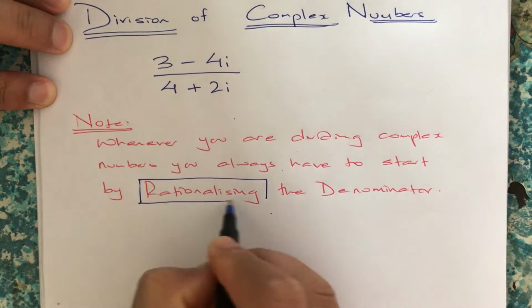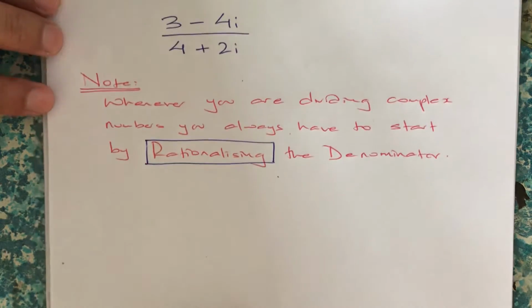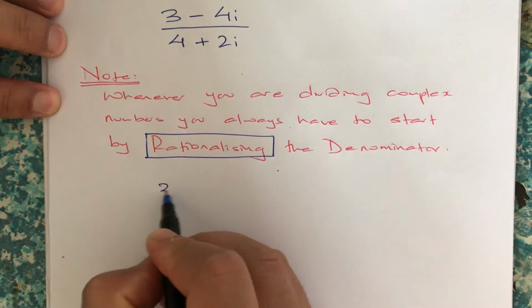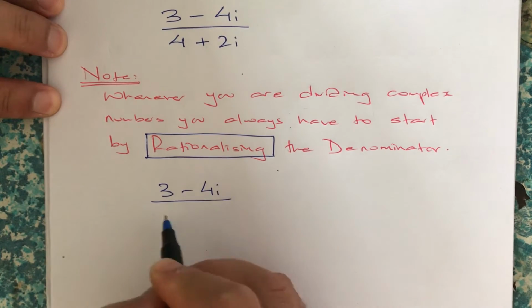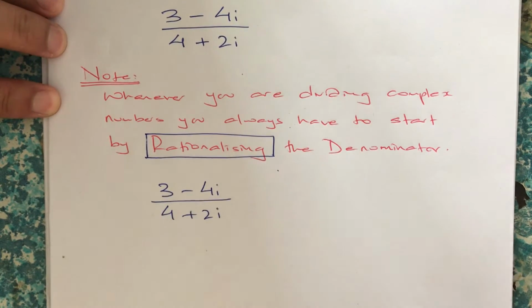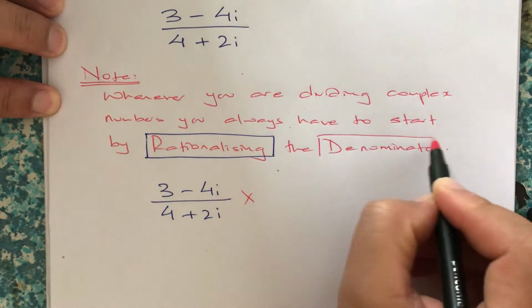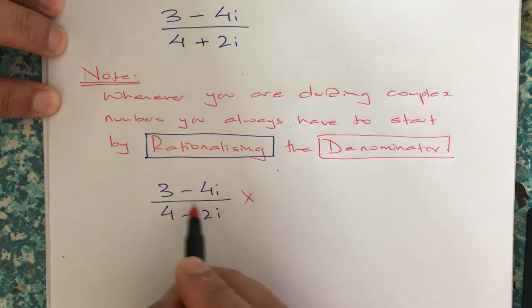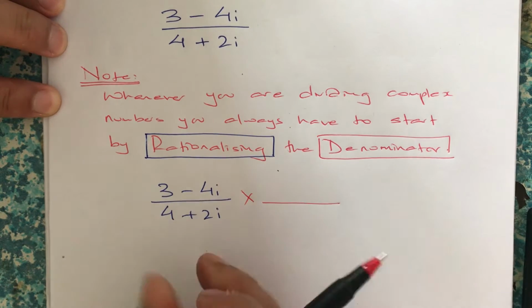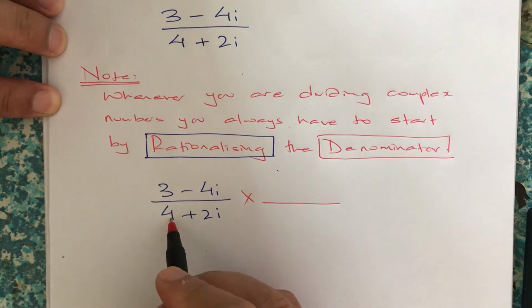So let's say this is the question. To rationalize, you copy the question exactly as it is, in the same manner, and then you have to multiply. Since we are focusing on the denominator, we have to multiply this entire thing by the same value.